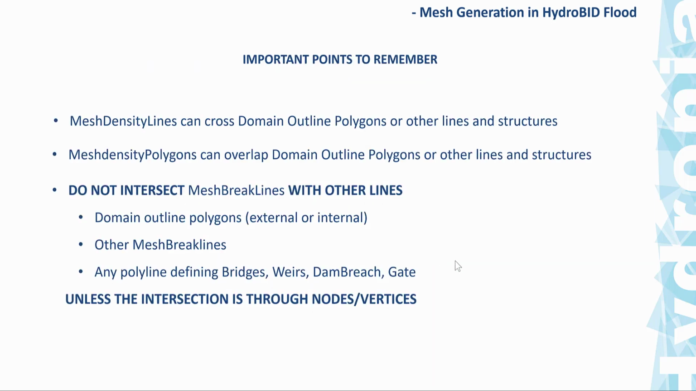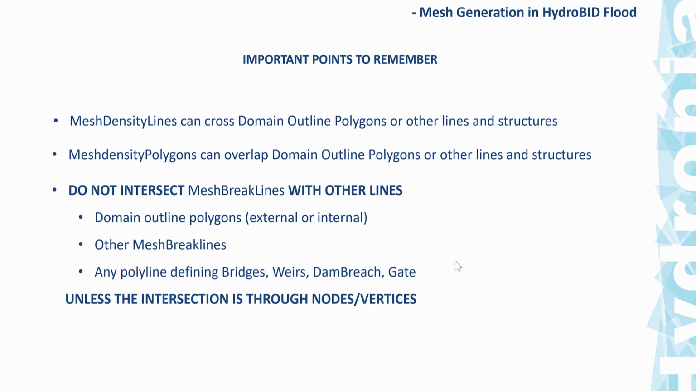Now, important points to remember from what we have seen today. The mesh density lines can cross domain outline polygons or other lines and structures. There is no restriction and no problem created, because the mesh density lines do not force the mesh to conform to them. The mesh density polygons can also overlap. Domain outline polygons can extend outside the domain outline, and they can overlap and intersect. They have no issues whatsoever in that regard.